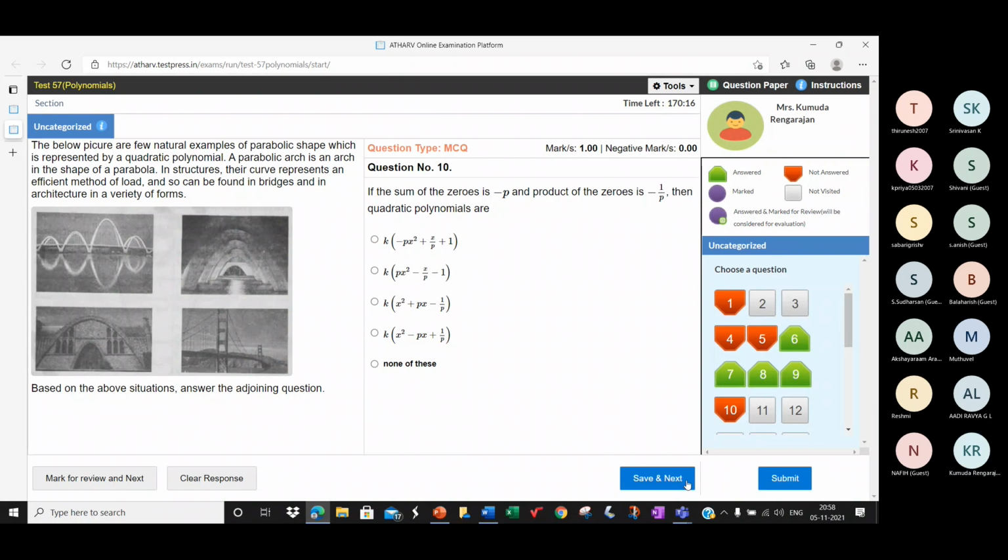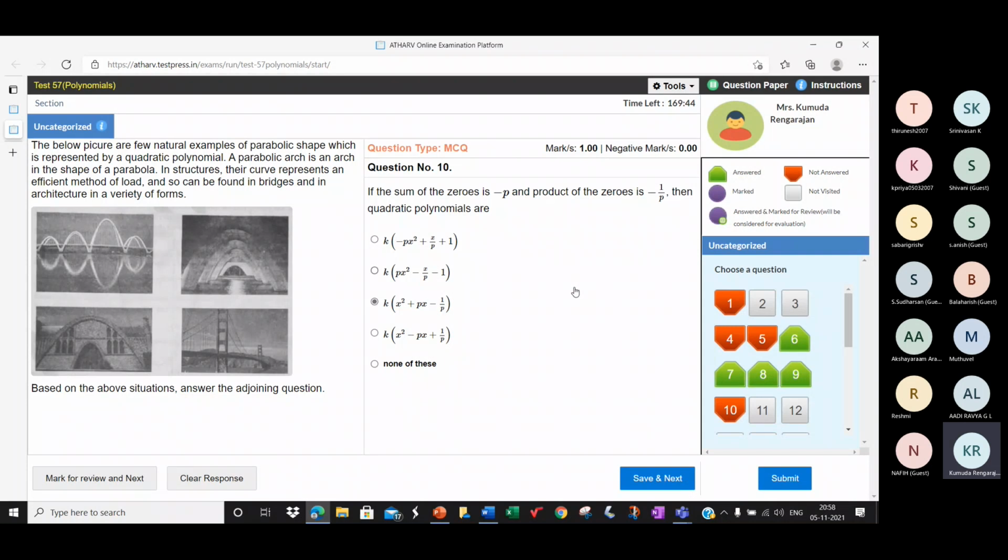Somebody said 4, somebody says 3, somebody says C, somebody says D. Option C is correct, ma'am. Yes, ma'am. Let's see when I go with that.